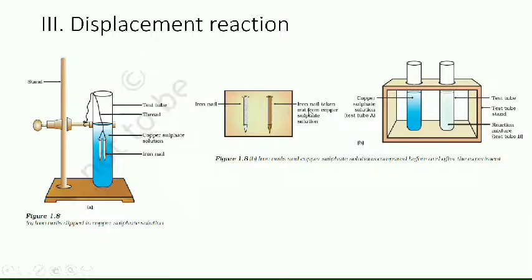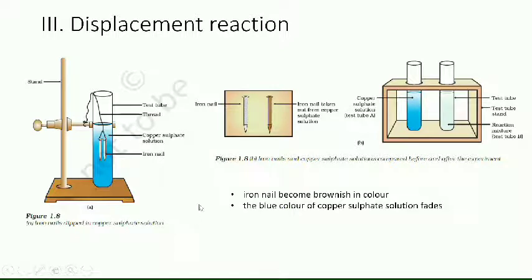This is the iron nail taken out from the copper sulfate solution. After we put the iron nail inside the copper sulfate solution, this is the color of the iron nail. And what is the color of the solution here? You can see that initially the color of the copper sulfate solution is blue, but it is getting faded out. So the iron nail becomes brownish in color after this activity, and the blue color of the copper sulfate solution fades.